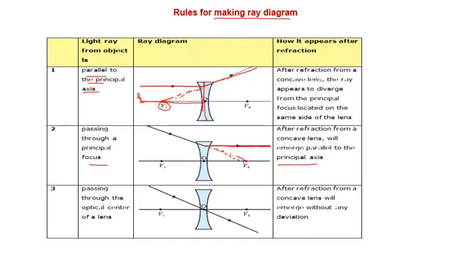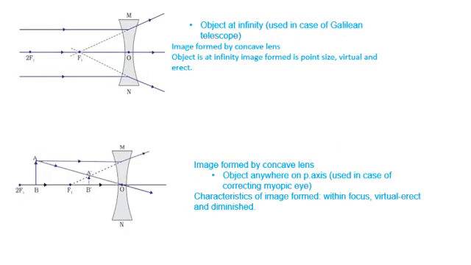Now here, when the light from the object is passing through the optical center, it emerges to the other side as it is, without any deviation. So these are the rules of ray diagrams in the case of a concave lens. So we have two diagrams in the case of a concave lens.